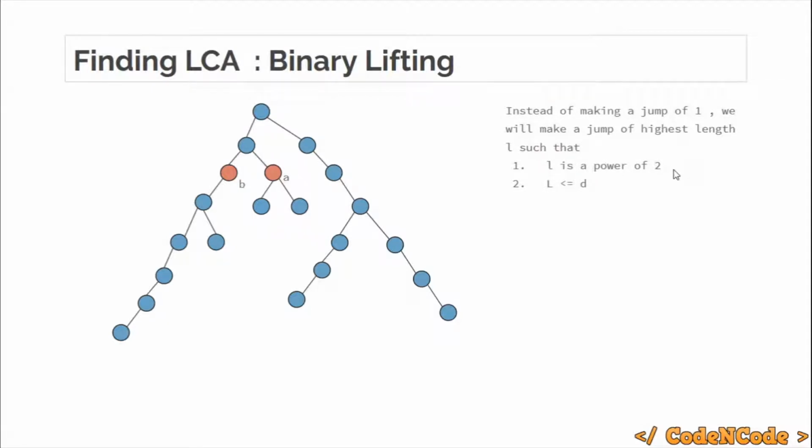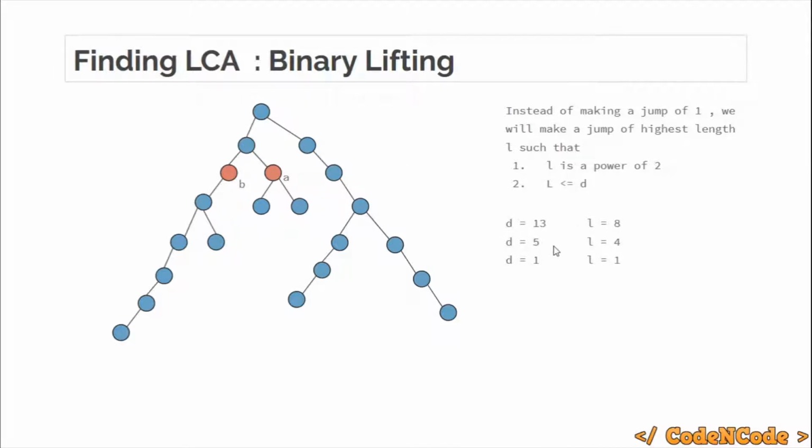So instead of making a jump of length 1, we would make a jump of the highest length L, such that L follows these two properties. First, L is a power of 2, and L is less than or equal to D. Suppose D was 13, so the level difference between node A and node B was 13. The highest power of 2 such that L is less than or equal to 13 is 8. So we can make a jump of length 8 directly.